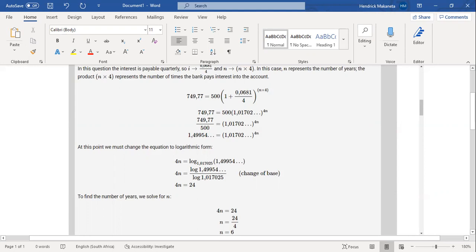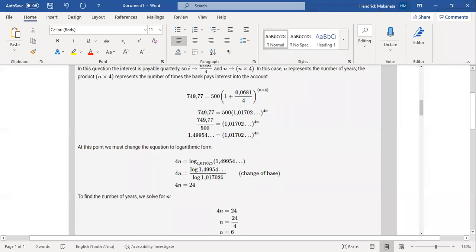And this simply means that it will take you 6 years. It will take Sipho 6 years to invest 500 rand, which will grow to 749 rand and 77 cents, compounded quarterly at an interest rate of 6.81%. So basically, this is what we know, and this explains how we have been able to calculate the number of years.